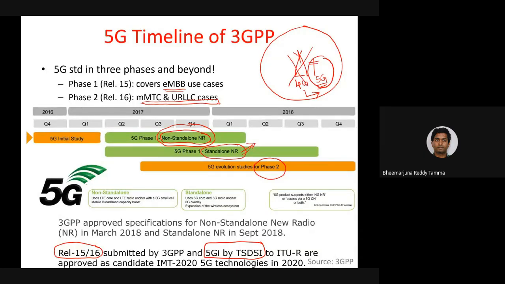You may be wondering why TSDSI had to do this, why 3GPP couldn't take 5GI and put it forward as one of the candidate technologies for 5G. As you see clearly, 3GPP is composed of several different standard development organizations that belong to various regions, whereas TSDSI is the one representing India. What they actually did is take the standalone version of NR that is there in Release, I mean, in phase one. They have taken this standalone version and added something called low mobility.